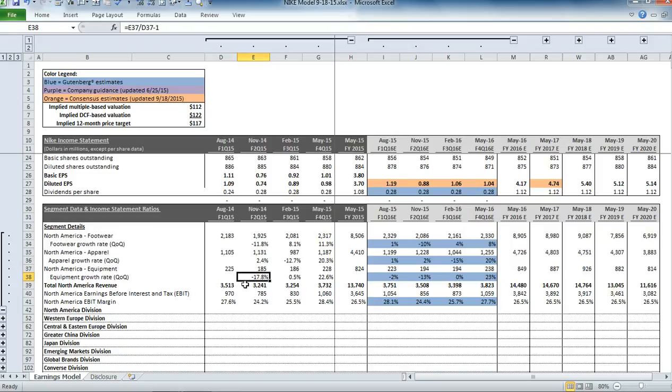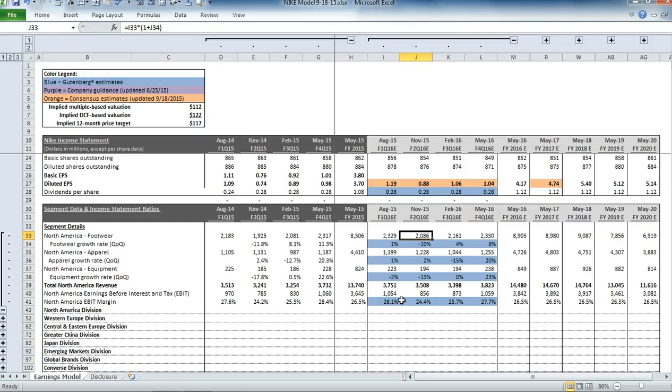The company also discloses EBITDA margins by segment, so we include that here, and we have the EBITDA margin percentage. So again, this represents the historic details by division, and you can see that our estimate cells in blue show how we project out future earnings. So you see that we have a growth rate for North American footwear of 1% in fiscal first quarter 2016, which is where our footwear revenue number comes from.